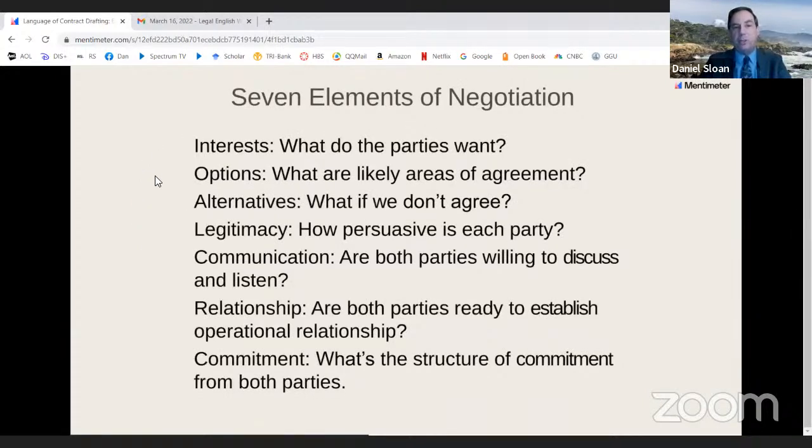Seven elements of negotiation. Interest: what do the parties want? Options: what are likely areas of agreement? And as you're going through negotiations, you should have this list in front of you, as I spoke of earlier, when you have an agreement that you're drafting. Alternatives: what if we don't agree? Legitimacy: how persuasive is each party? Communication: are both parties willing to discuss and listen?